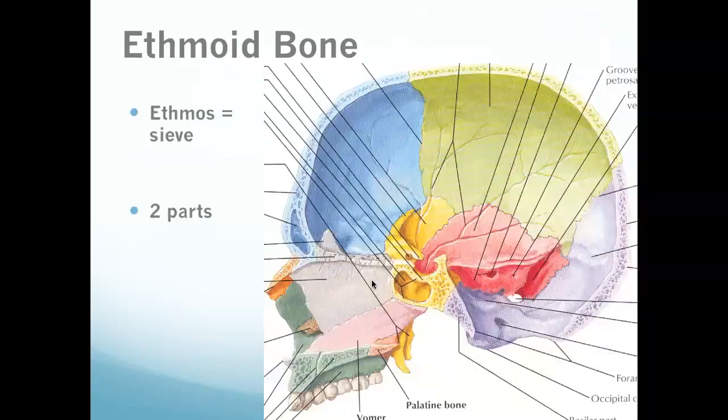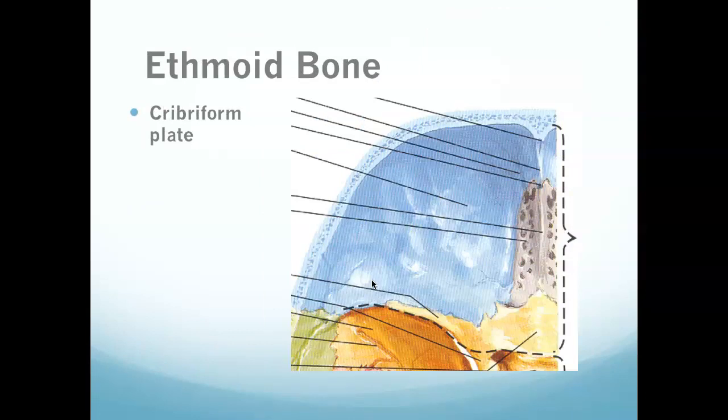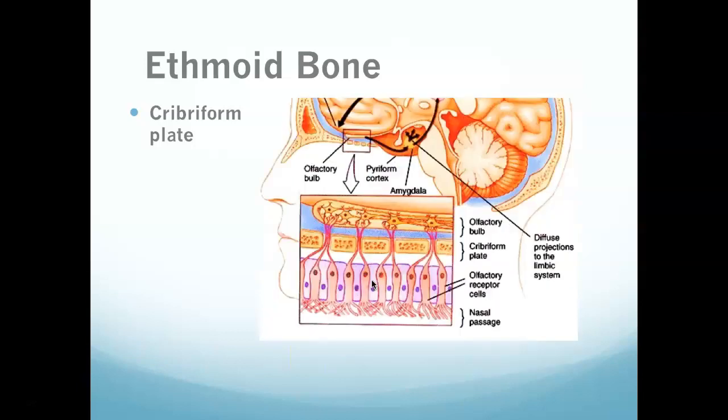So we have 2 different parts here. We have our cribriform plate, which is the flat portion that has all the different holes in it. And as I mentioned, this cribriform plate has all those holes in it so that we can have our olfactory nerves move through those holes and pick up any chemicals that we are smelling from the nasal passages.